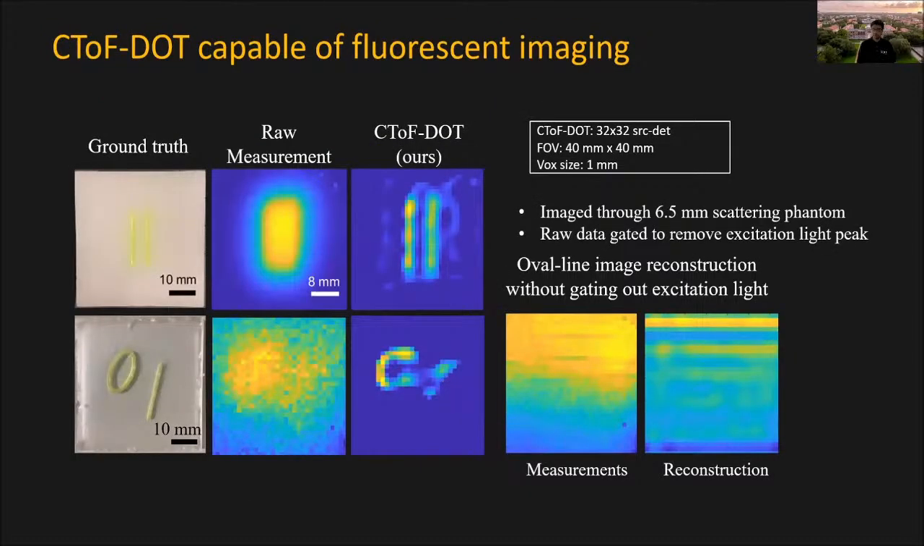We also demonstrated our approach is capable of imaging fluorescent targets through scattering media. The raw measurements shown in the second column gate out the main excitation peak, resulting in a measurement containing mainly the signal from the fluorescent target, which can then be reconstructed. We can see the effect of not gating out the excitation light in the 2 images to the right. The measurements are dominated by the excitation light, and the reconstruction cannot resolve the oval-line target.